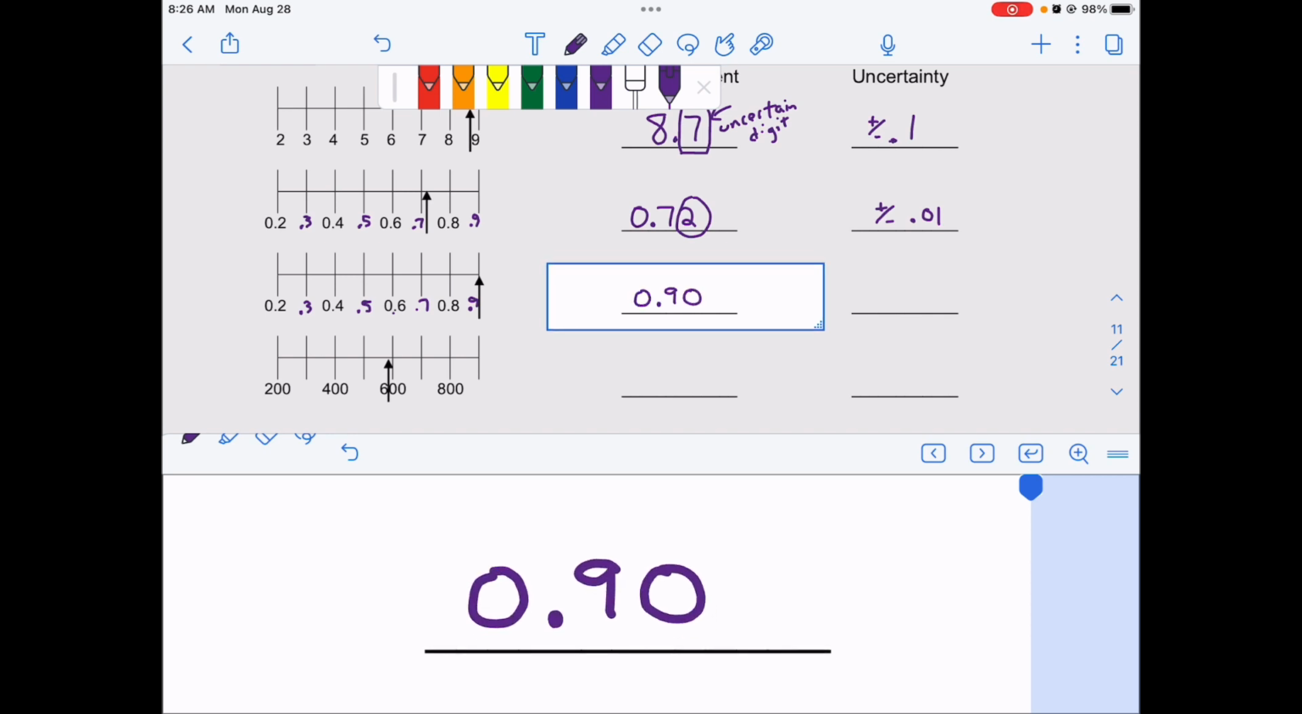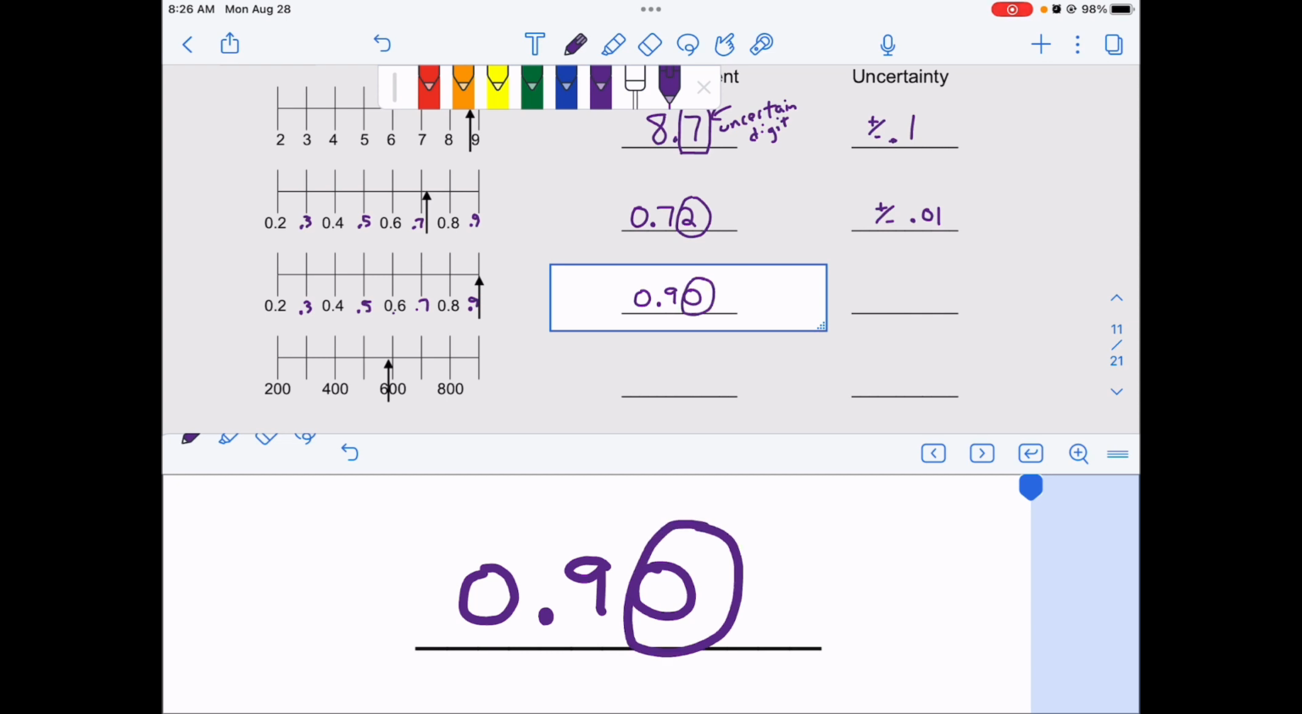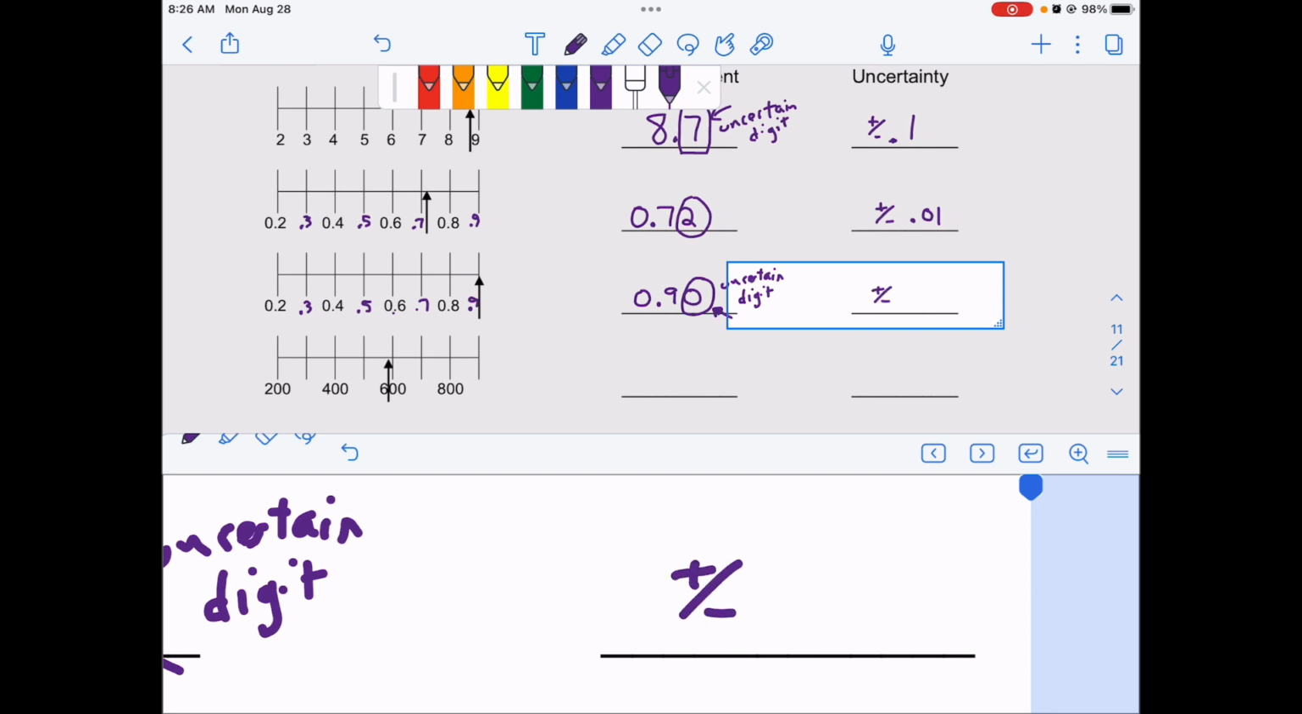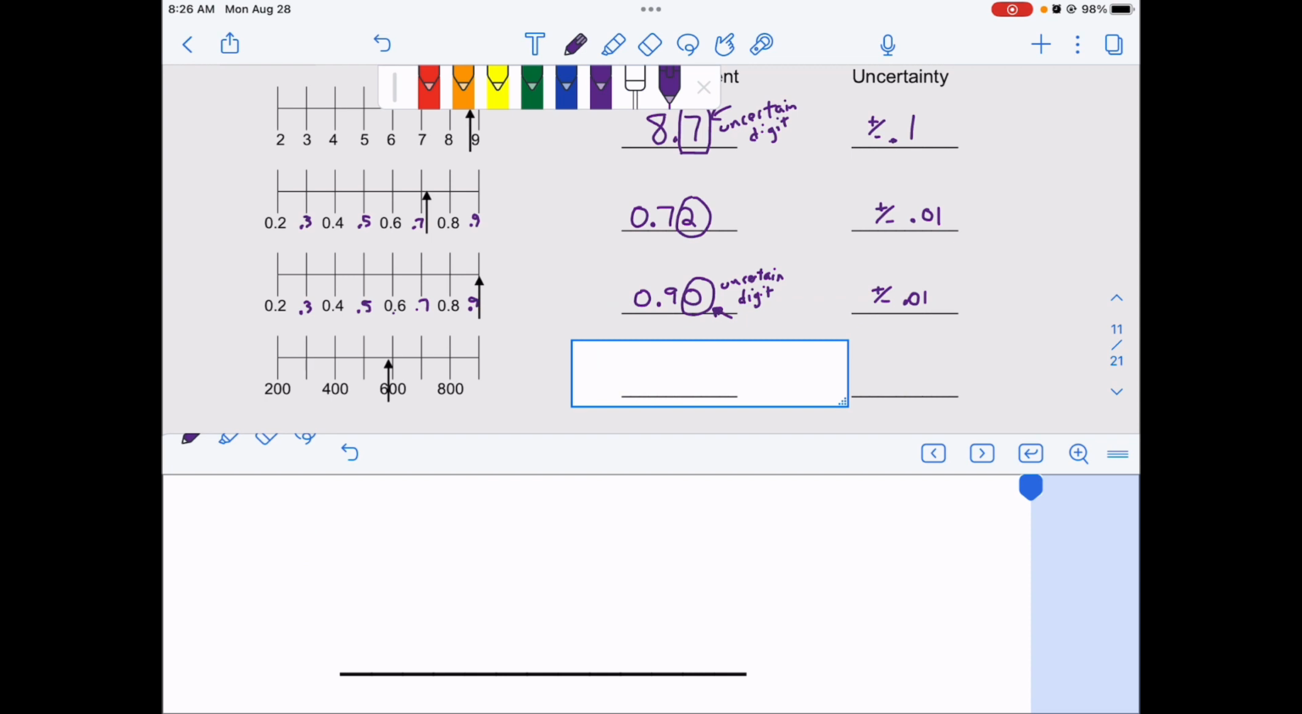This 0 tells me that it's right on the line. This is my uncertain digit, but I know it's right on that line. Okay, but I need to include it so that I know that it's right on that line. Okay, so this is plus or minus 0.01 again, but I have to include that 0.0.